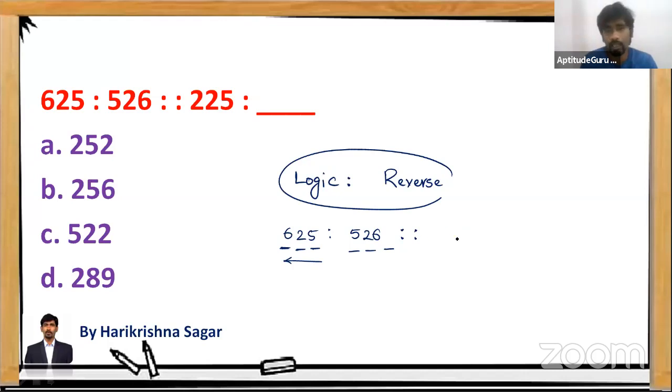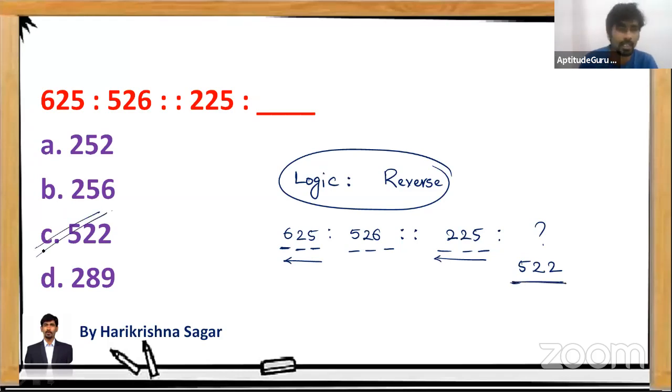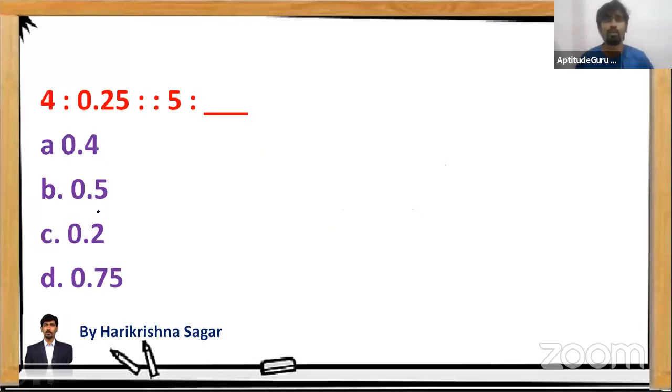So 225 becomes what? The digits of 225 need to be reversed. If you reverse the digits of 225, that is going to be 522, which is available as option C. You can mark it as answer choice. Let's have a glance at the next question, which is available on the screen.